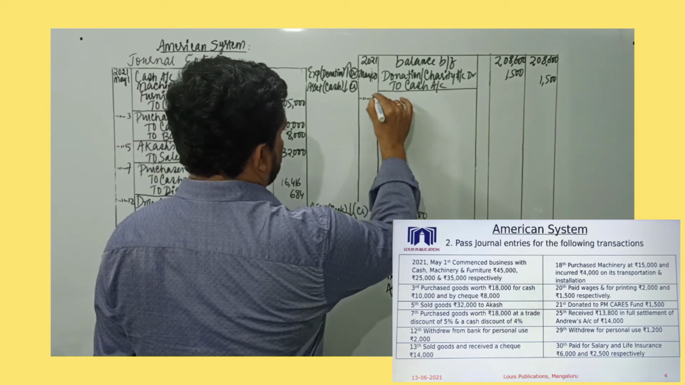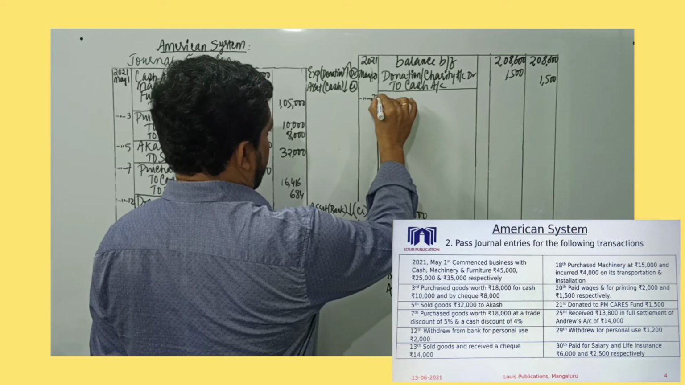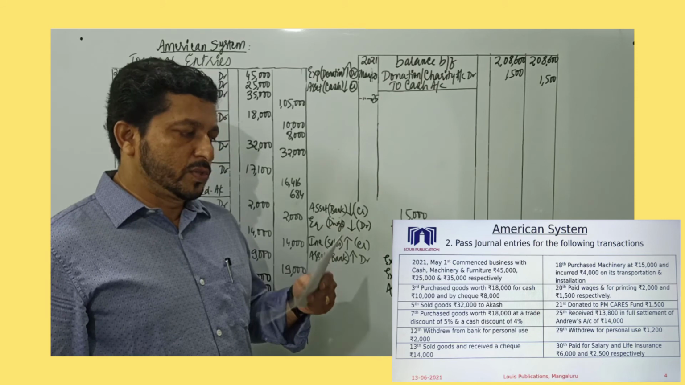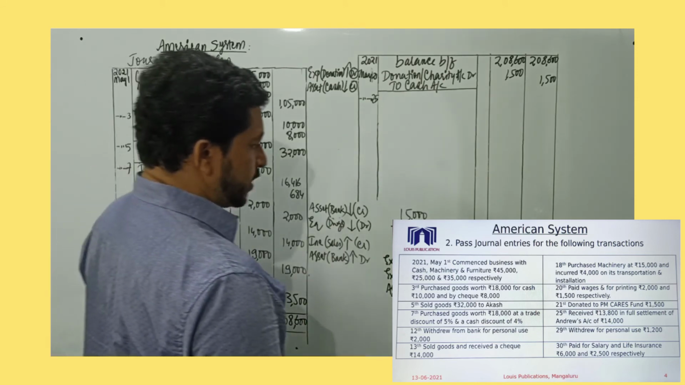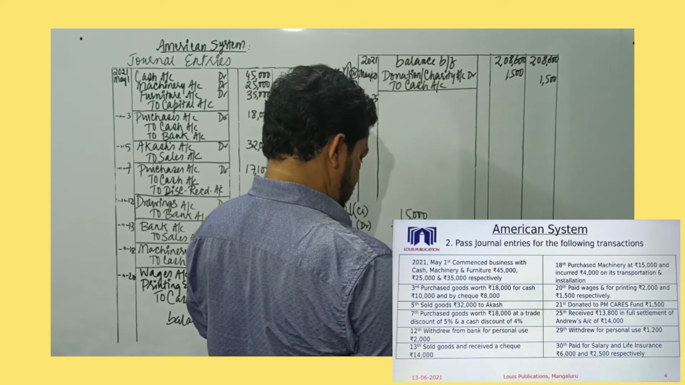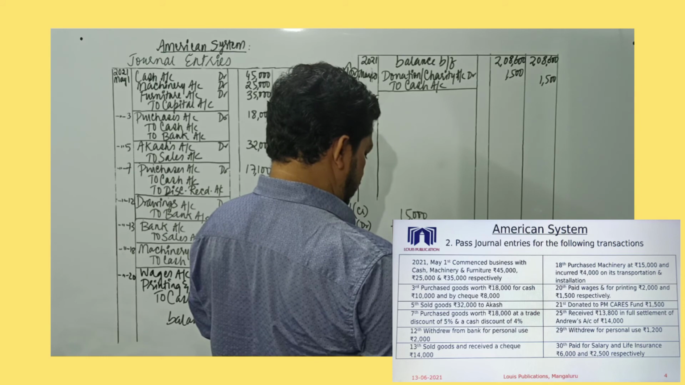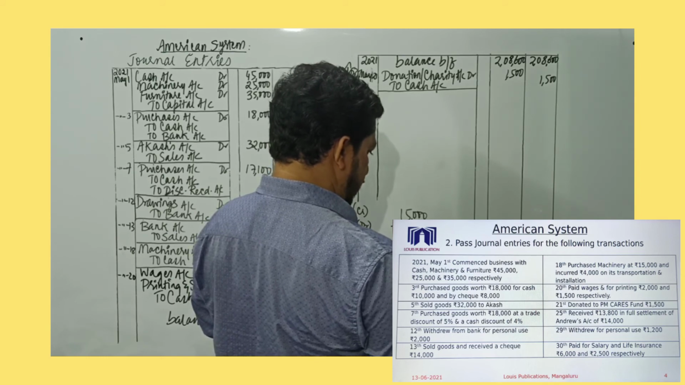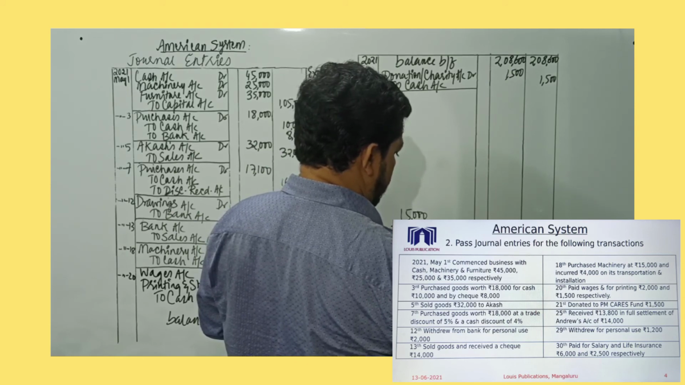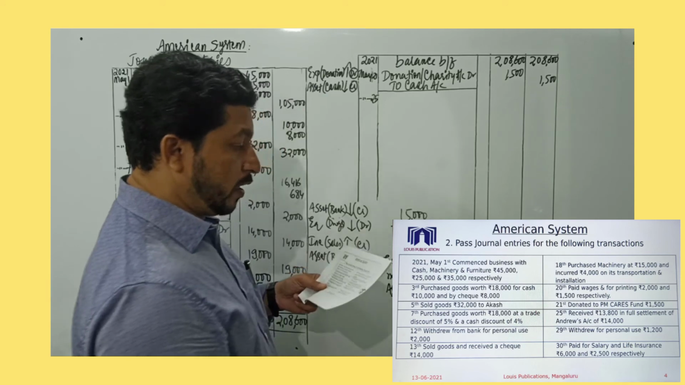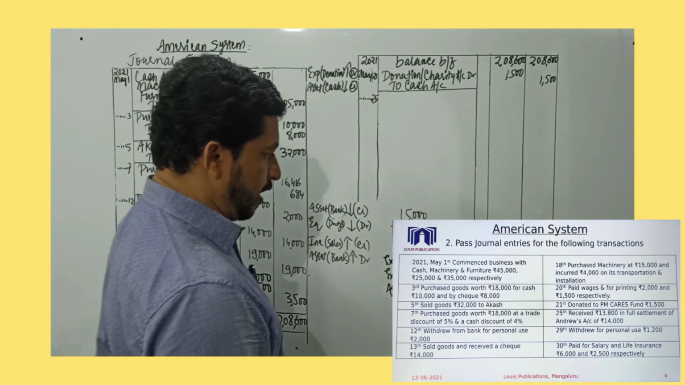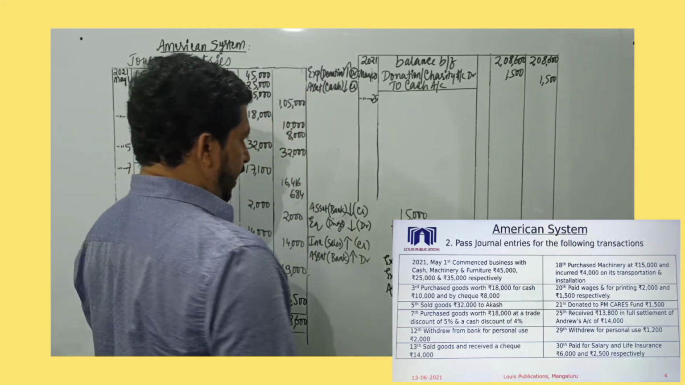Then you have May 25th. It's given received 13,800 in full settlement of Andrew's account of 14,000. Business had to receive 14,000 from Andrew, but business has received only 13,800. That means business has not received 200, and that 200 rupees is a loss because it's given in full settlement of Andrew's account.